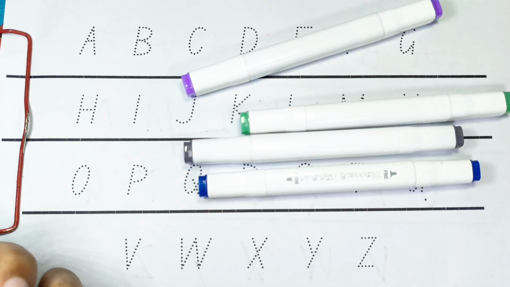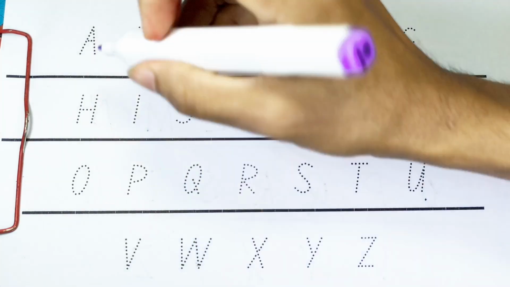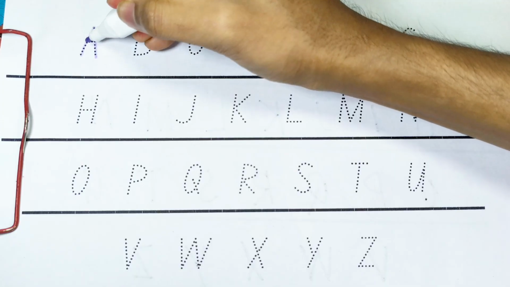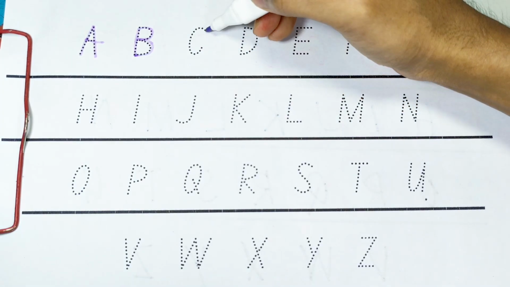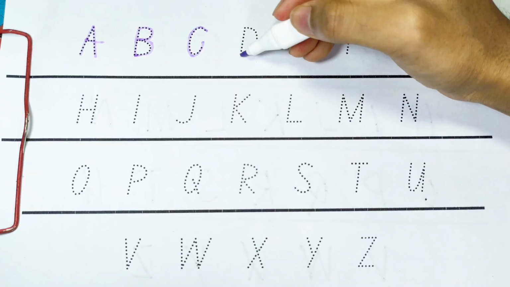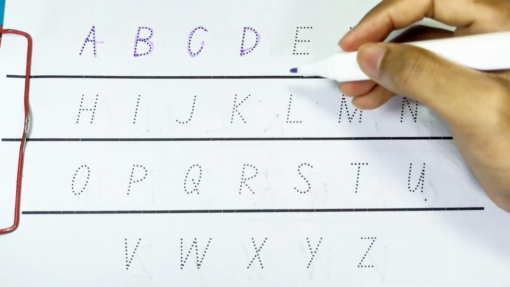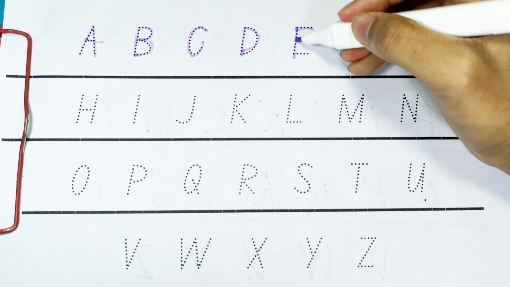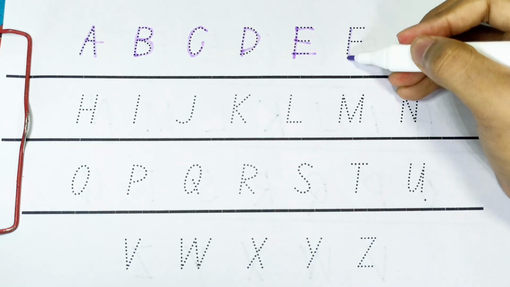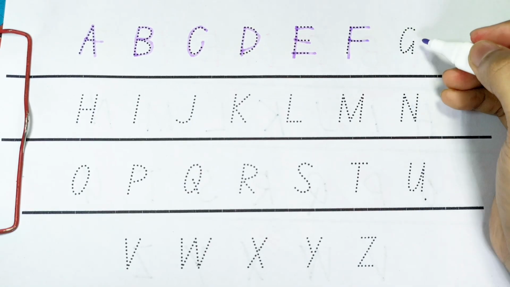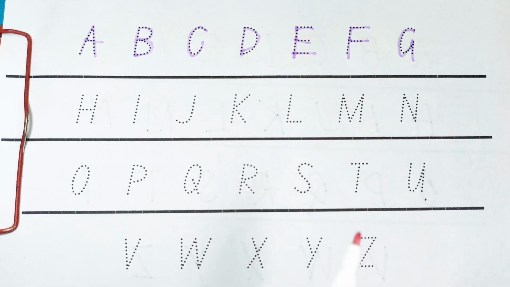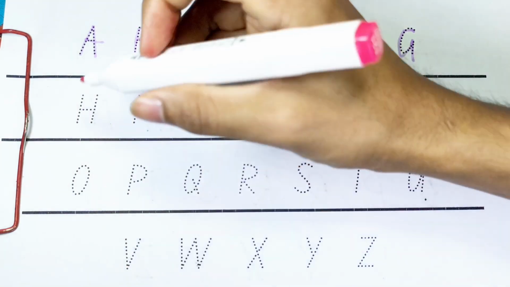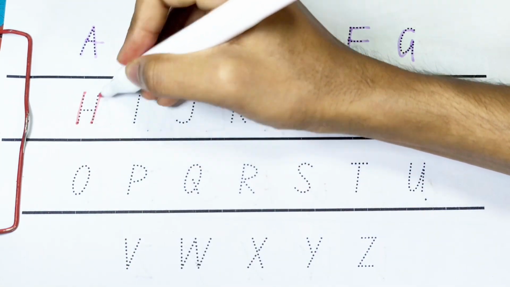Stay with us. Lavender color. And writing the alphabet of, yes, A. The next one is, yes, B, C. Now we draw the alphabet of D. And the next one is E. Exactly. F. F for fish, F for fan. G for gorilla.